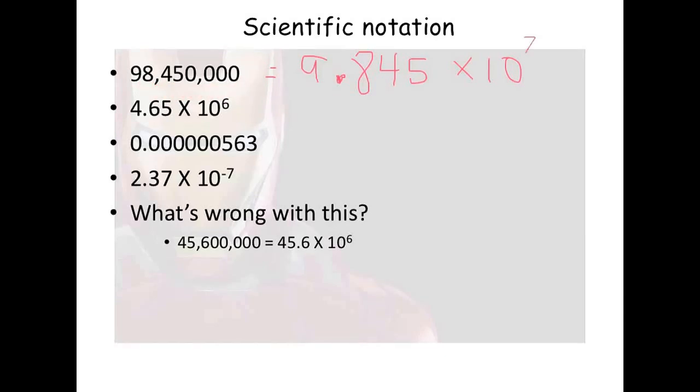So that becomes my exponent. So we can write 98,450,000 is 9.845 times 10 to the 7th. Okay, this also works in reverse.